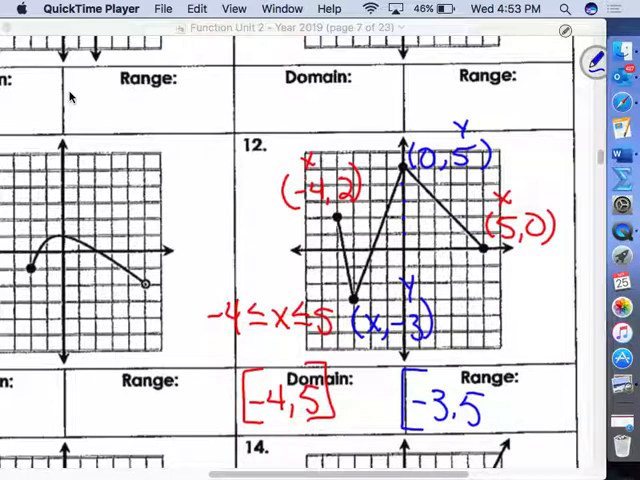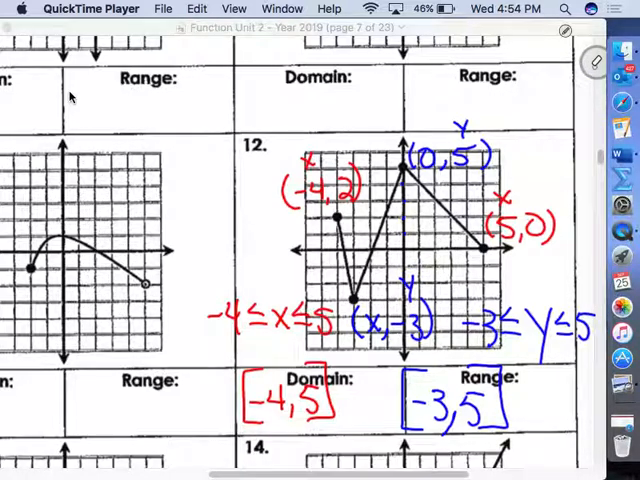I'm going to hard bracket, because the boundary points are solid at that point, so assuming that they're on the graph. And then my inequality is going to be -3 is less than or equal to the variable y, because I'm discussing range now, and then my other boundary point is 5.